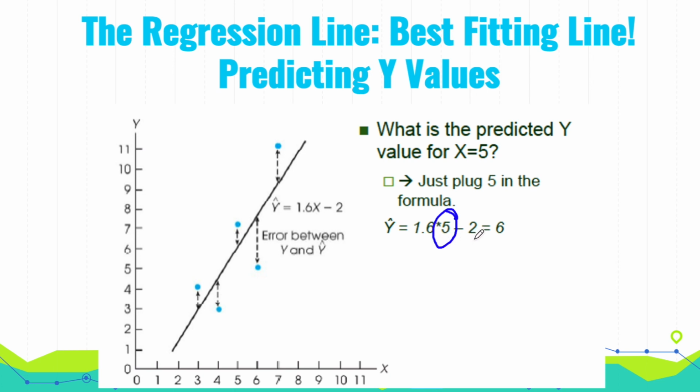1.6 times 5 minus 2 is 6. So you can see that the predicted y value, which is here on the line, is 6. And that there is an error, which we would expect, between the observed value and the predicted value.